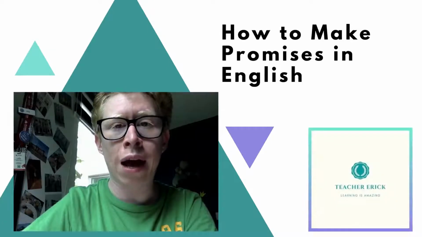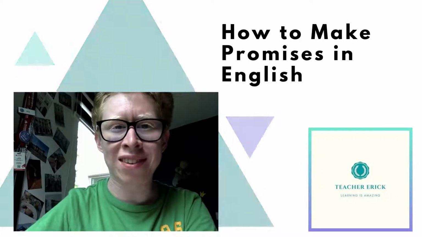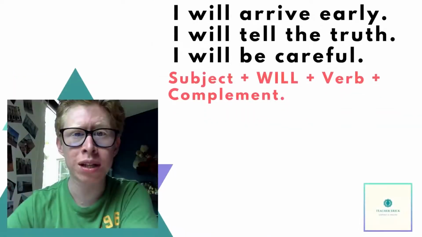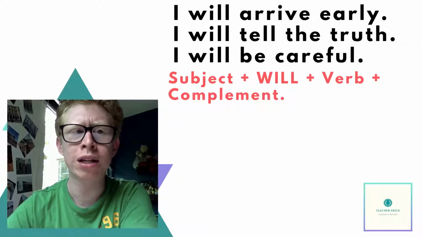Today we will learn how to make promises in English. Here we have some examples of promises in English. The first one says, I will arrive early. Then we have, I will tell the truth. And finally, I will be careful.